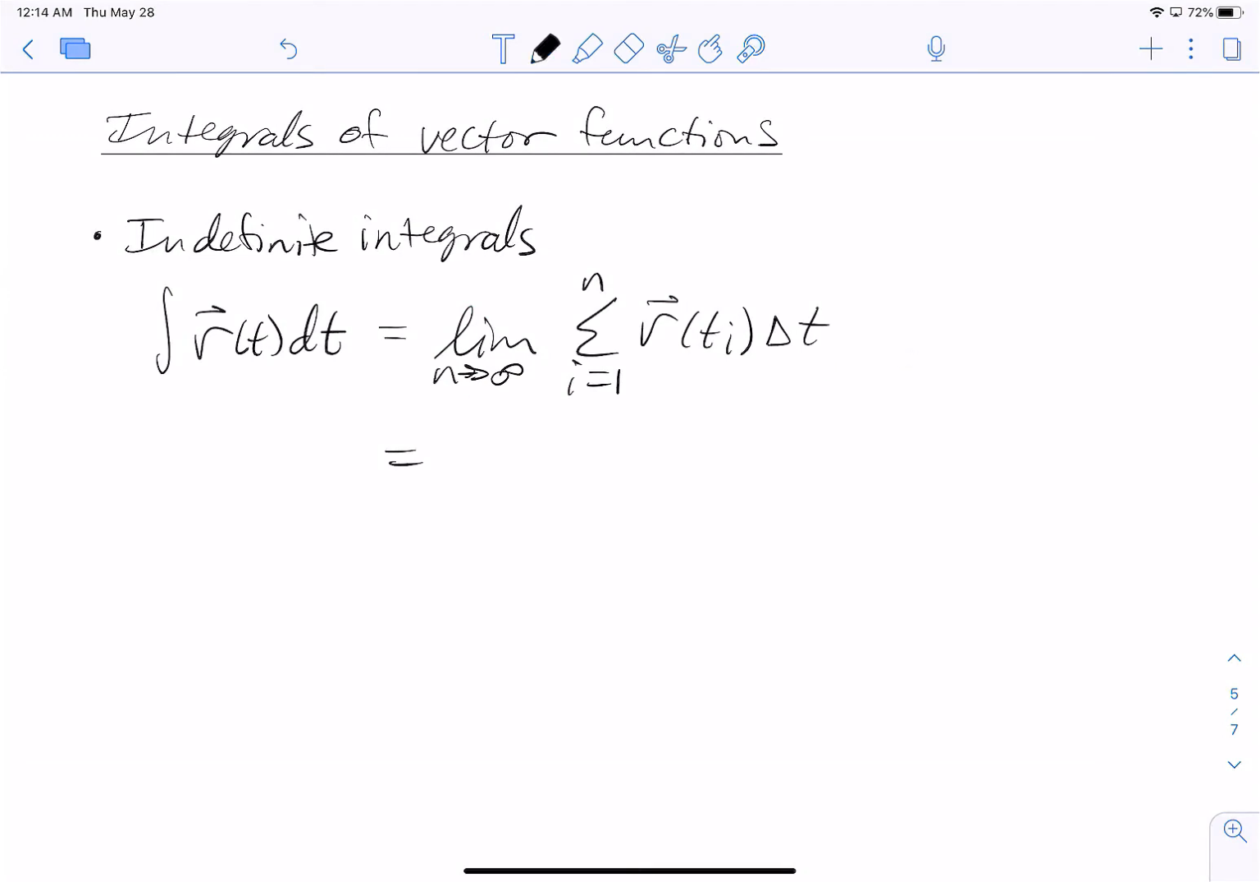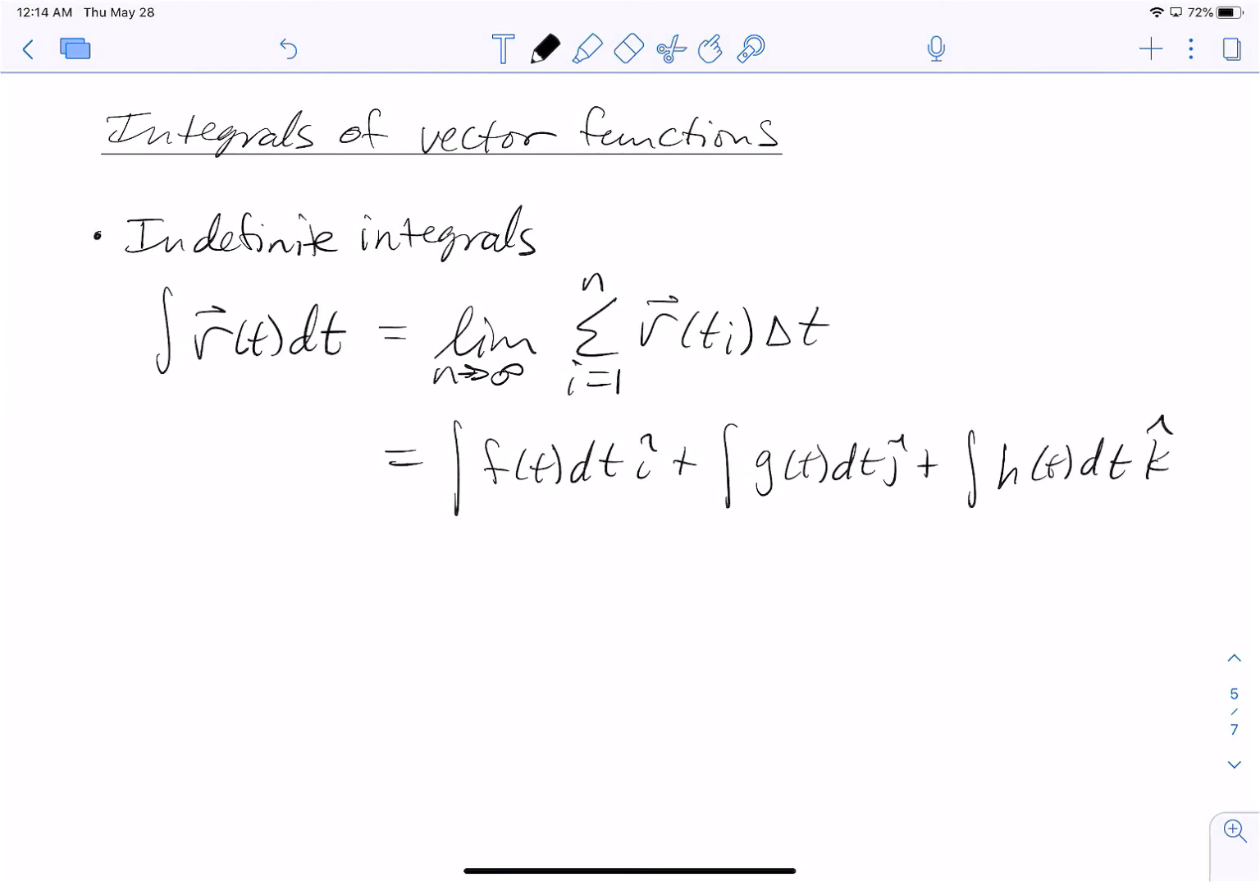And so I'll just write this using the indefinite integral notation. It's the integral of f of t dt i plus the integral of g of t dt j plus the integral of h of t dt k. But just as with indefinite integrals of real functions, with an indefinite integral of a vector function, we have a constant. The constant, however, is a vector.